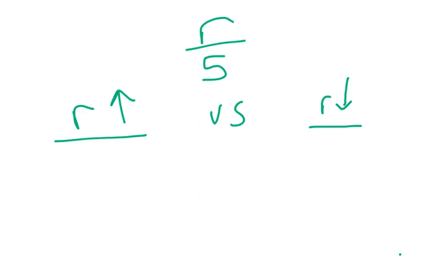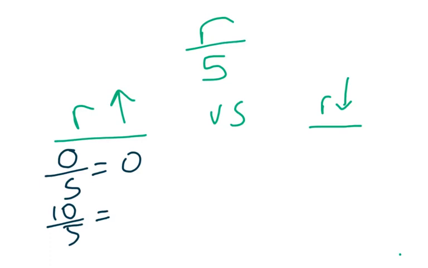This one, R divided by 5. Let's see what happens when R increases. Pick numbers that work well with 5. Don't try and make fractions or decimals. Just pick nice round numbers, like 10, 20, 30, and go from there. If we start at 0, 0 divided by 5 is 0. 10 divided by 5 is 2. 20 divided by 5 is 4. So as R is increasing, the expression goes up.